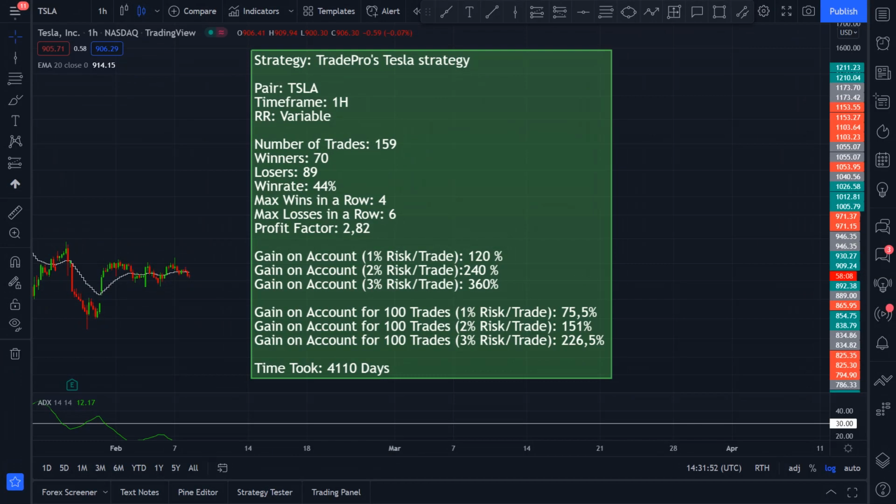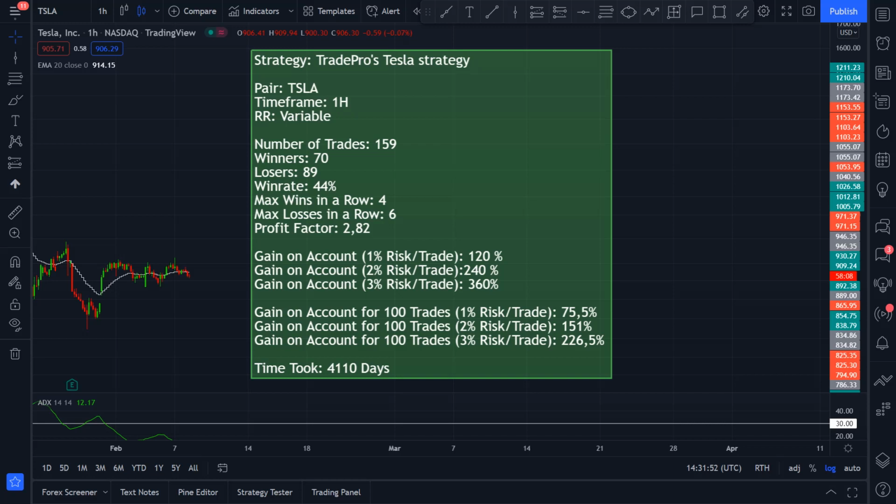As I tested on the same time interval as TradePro did, I got a total of 159 trades, so basically I found 59 more trade entries. After the 159 trades, we got 70 winners, 89 losers, giving us a total of 120% gain on the account after 159 trades. And as always, this was risking 1% per trade.